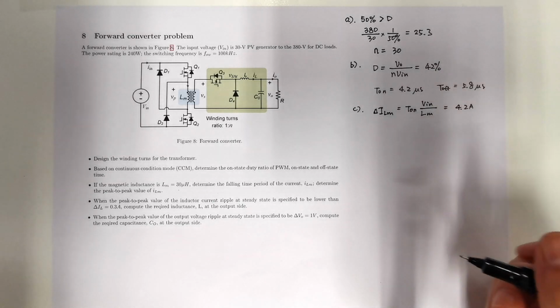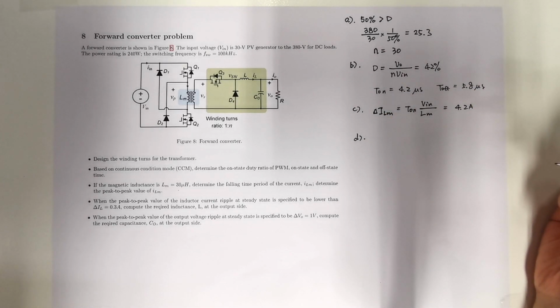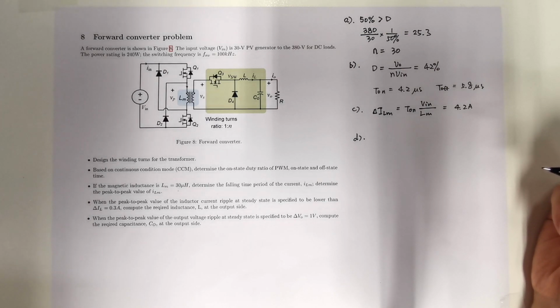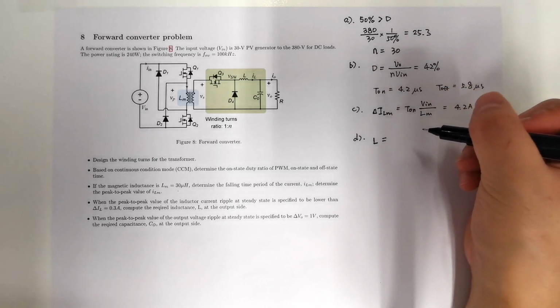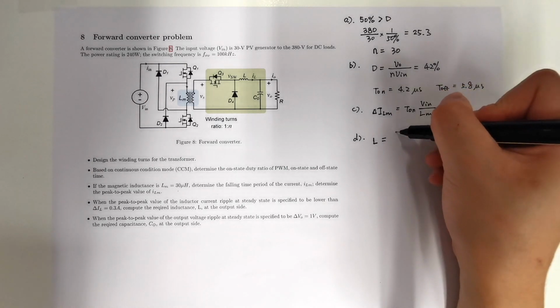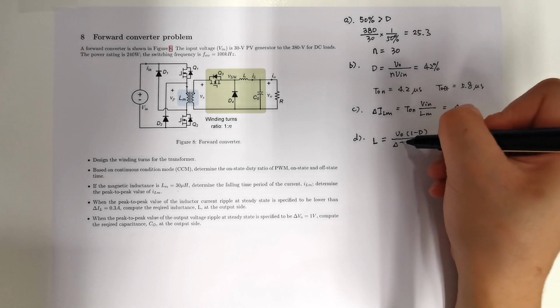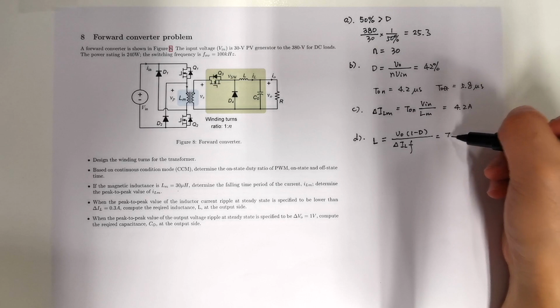The fourth question: when the peak-to-peak value of the inductor current ripple should be lower than 0.3 mA, compute the inductance of L. Here I choose the off state to calculate L. You can use the on-state formula. It should give you exactly the same number. And my result here is 7.35 millihenry.